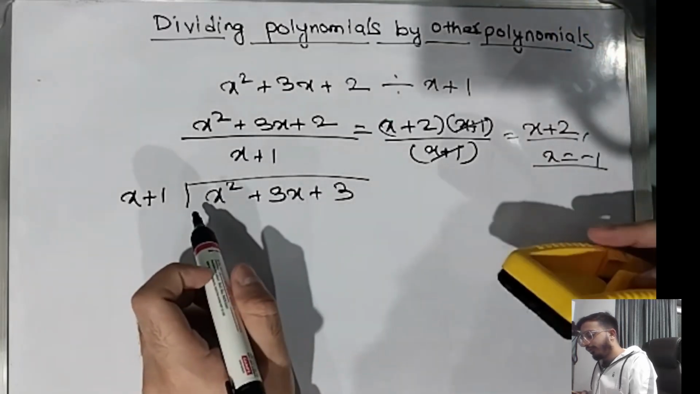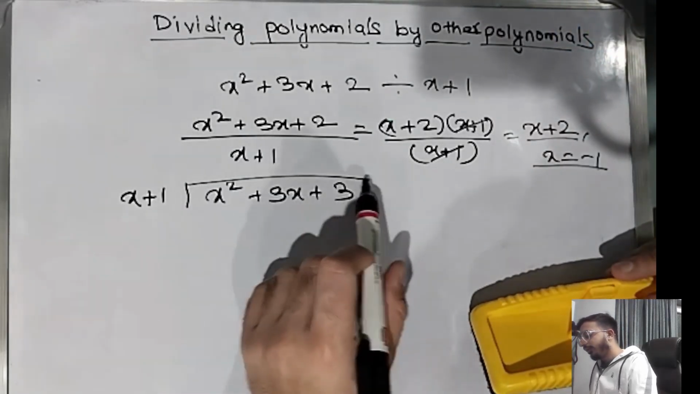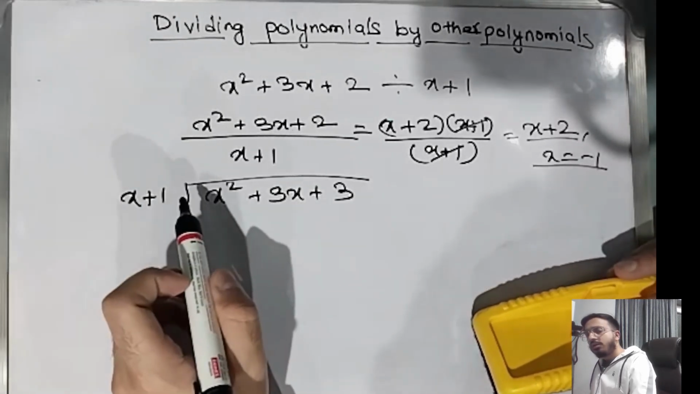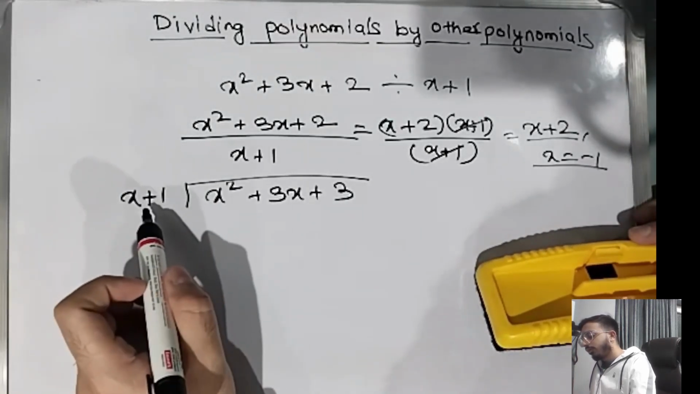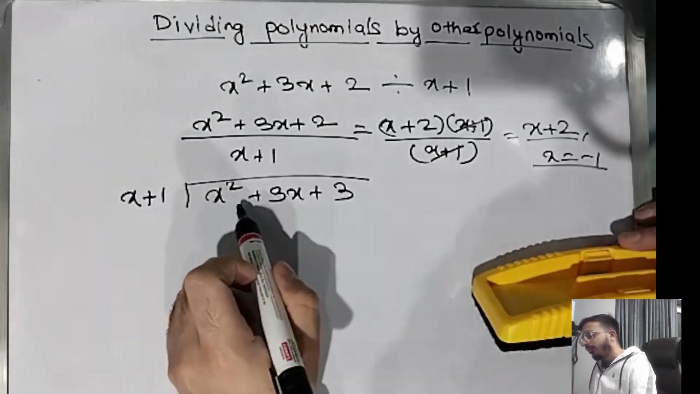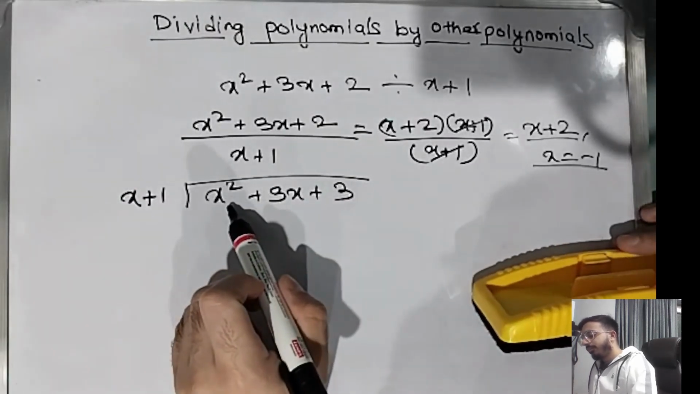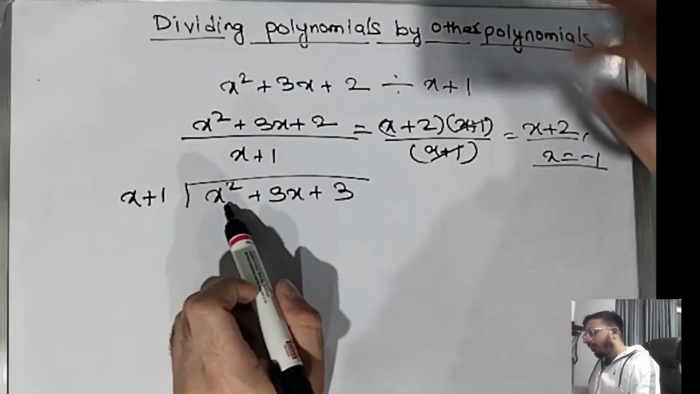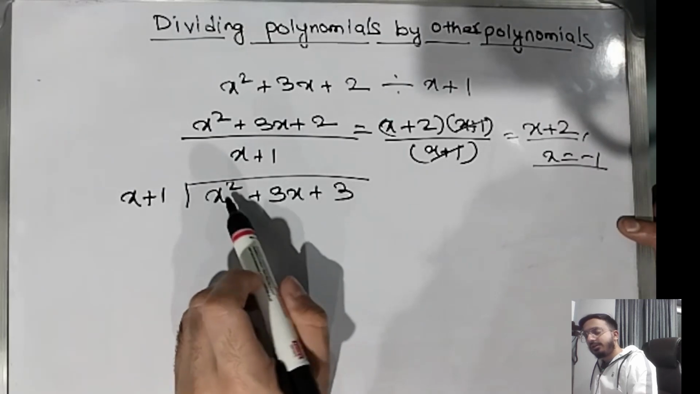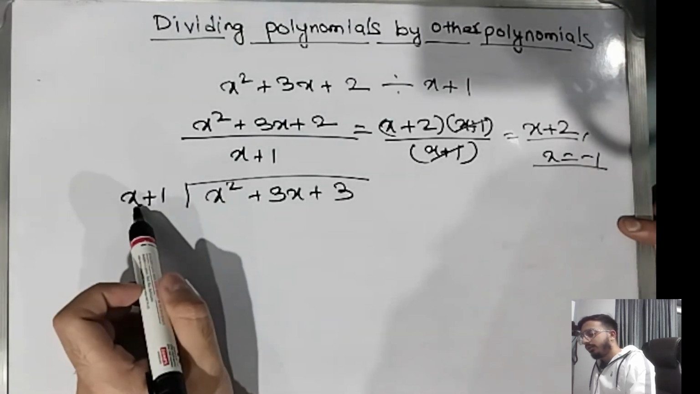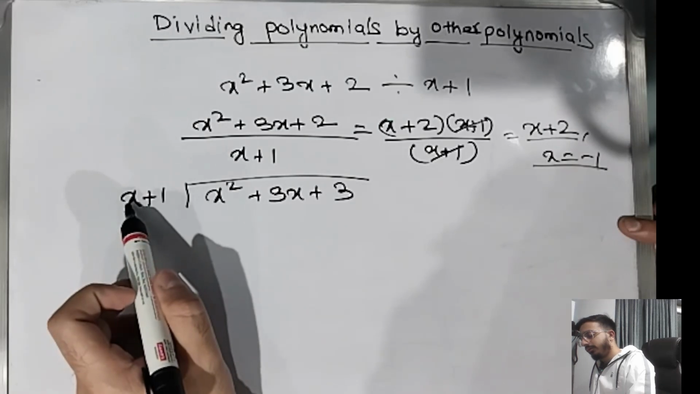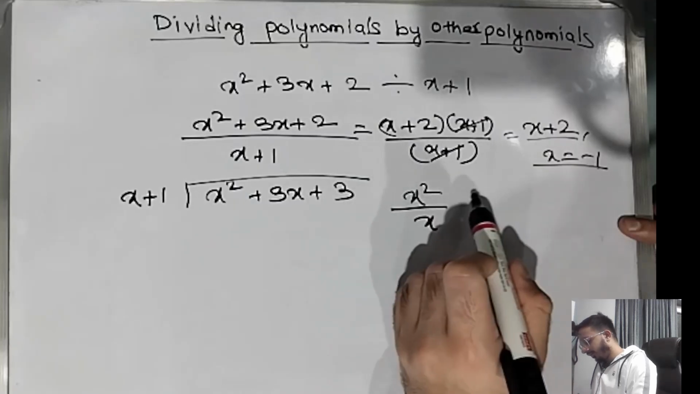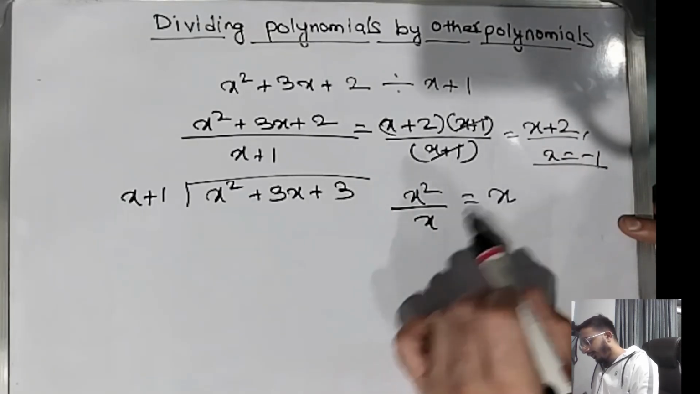Let me explain to you how to do it. Here we put the dividend in the big bracket and the divisor outside. Now, how to divide it? We first take the term with the highest degree inside the bracket, and the term with the highest degree of x outside the bracket, and we divide those two terms. So x square by x will give you x, right? Because x times x is x square.